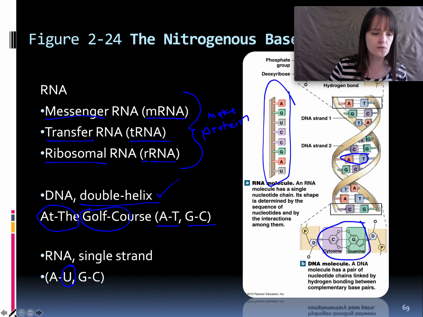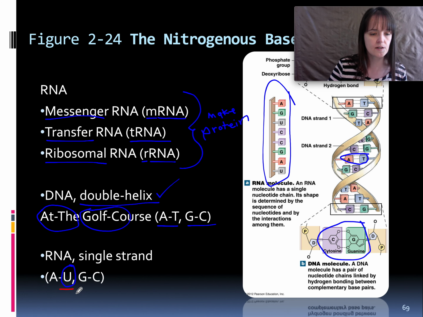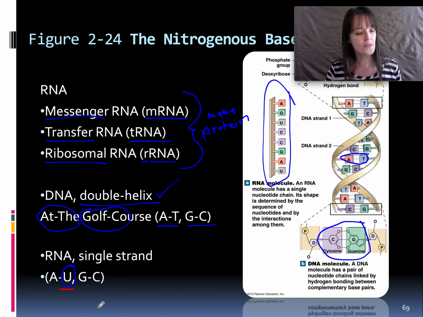That blue doesn't show very well on the lighter blue at the bottom of the page, so let's switch back to red because that'll show. Uracil. Okay, so uracil is used instead of thymine, so we've got AUGC. AU is the chemical symbol for gold, so gold golf course.